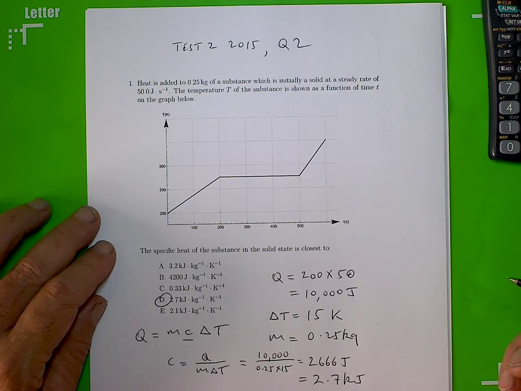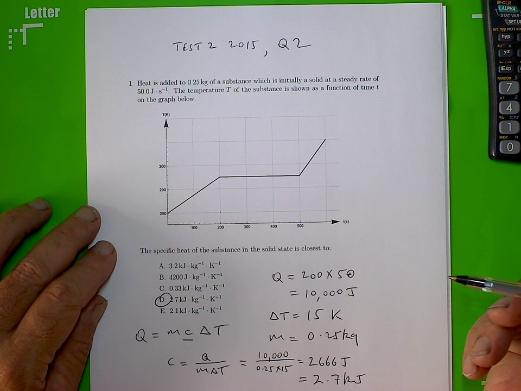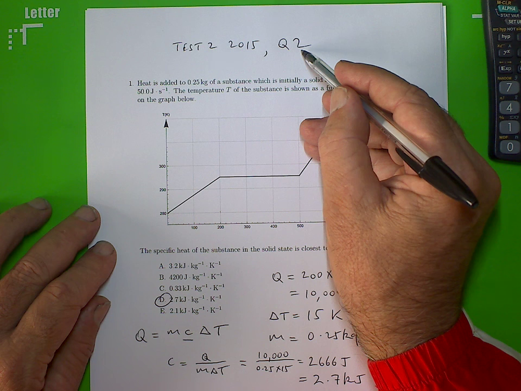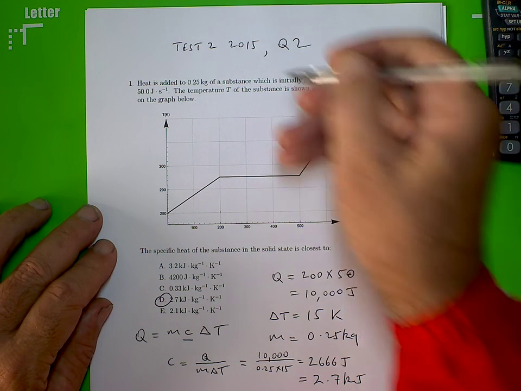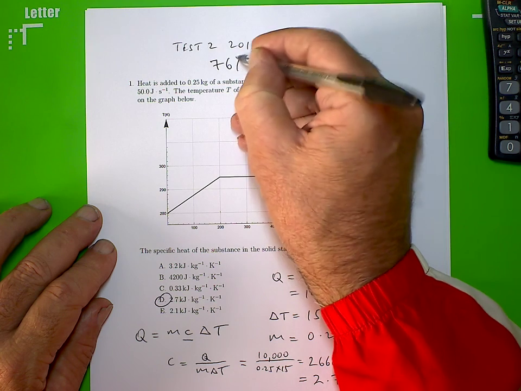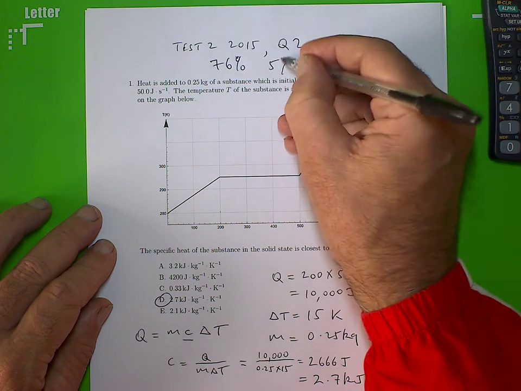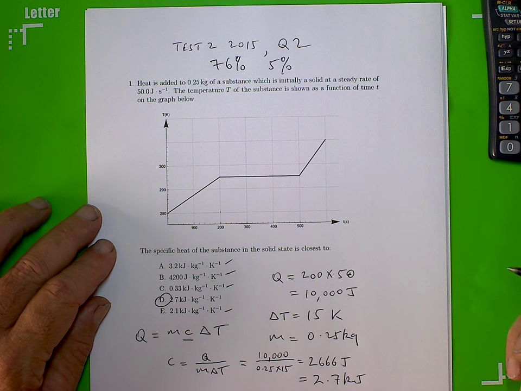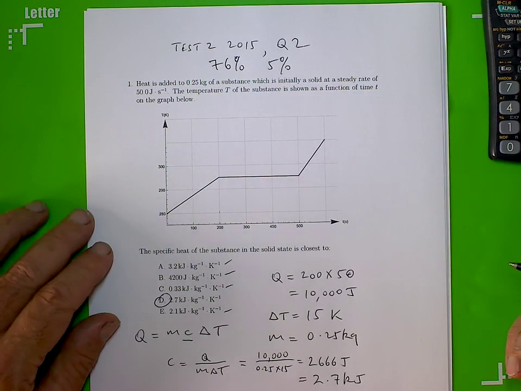There's no tricks to this, it's just, can you interpret a graph? Useful skill, and it's great. So this was test 2 in 2015, question 2, and 76% of students got it right, and approximately 5% of students went for each of the other dodgy answers, with no particular preference, so there was no trick there that was distracting anyone or making anyone make any mistakes. Okay.